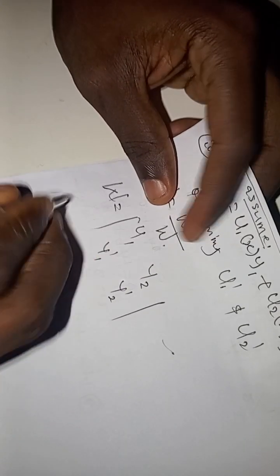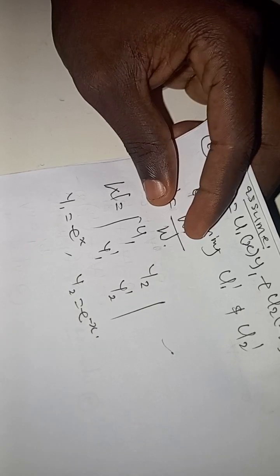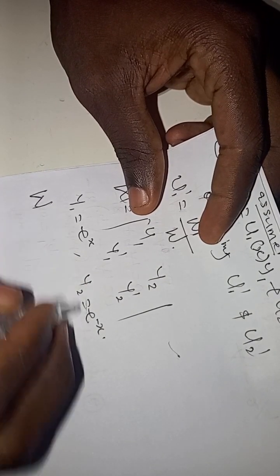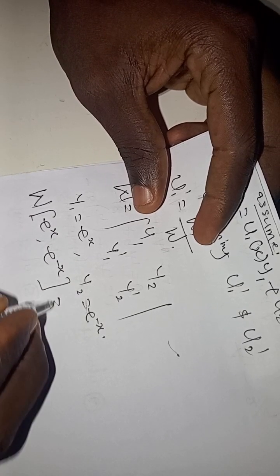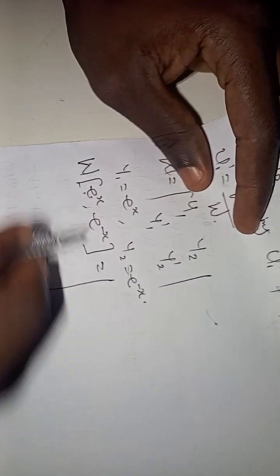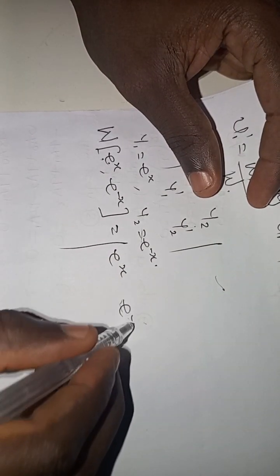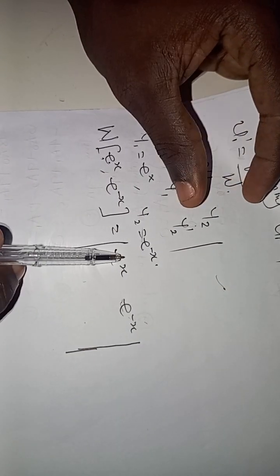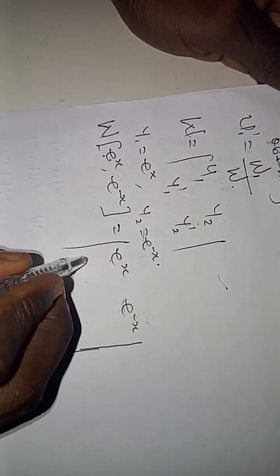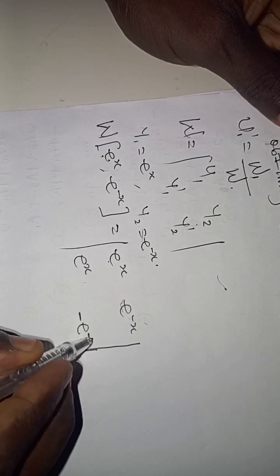Right, so we are going to go back to the solution. y1 is equal to exponential x, and y2 is equal to exponential minus x. So the Wronskian of this expression will have y1, which is exponential x, and my y2, which is exponential minus x. I'm going to take the differential from here. This is y prime 1. If I differentiate exponential x, I will obtain exponential x. If I differentiate exponential minus x, I will obtain minus exponential minus x.